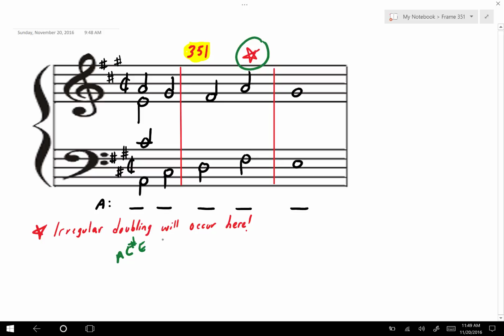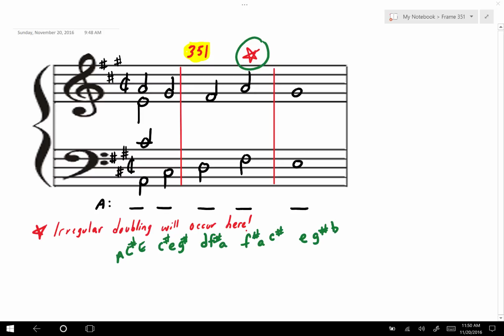A, C sharp, E, C sharp, E, G sharp. Next measure, D, F sharp, A, F sharp, A, C sharp, and then E, G sharp, B. Once you've figured out your triads, apply the Roman numeral analysis for the key of A.